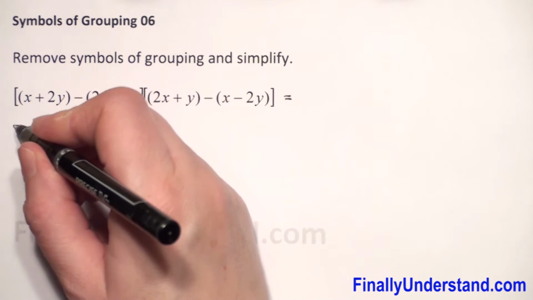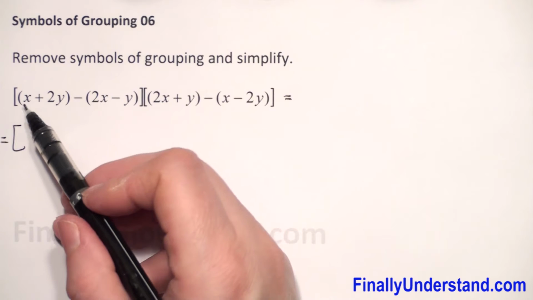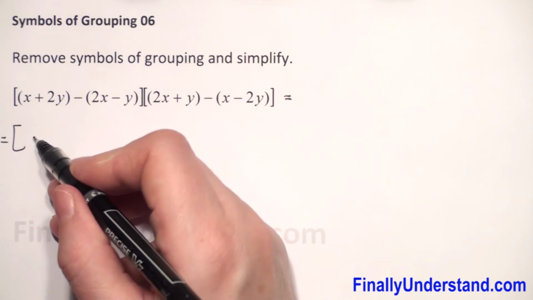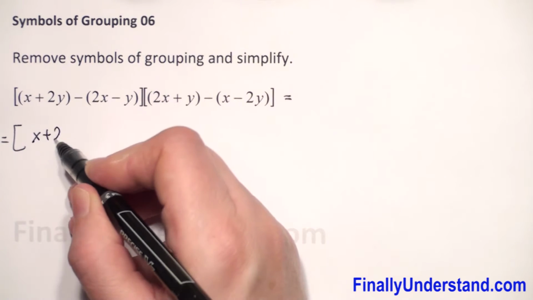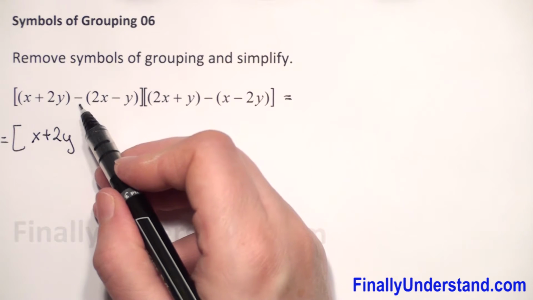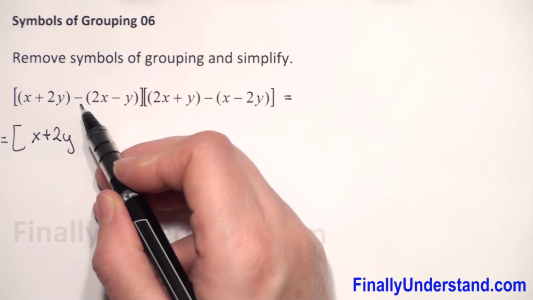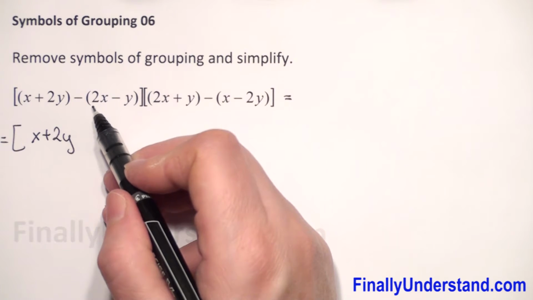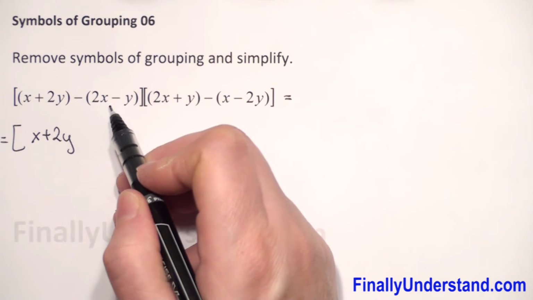So let me copy brackets. Before parentheses, when we don't have sign, is positive. When we have positive sign, we have to just copy whatever we have inside. So x plus 2y. Next, we have negative sign before parentheses. So we have to change the signs of every term in the parentheses.